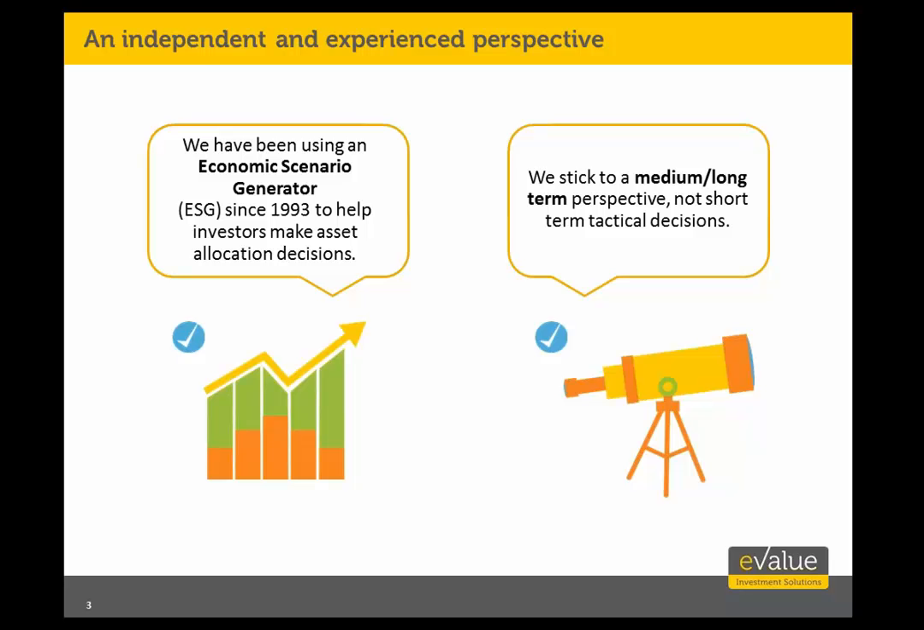In our economic scenario generator, we stick to a medium to long-term perspective. So we're not really looking at short-term tactical asset allocations. That's not really where our focus is. What we're trying to do is to look at the longer term with a view to getting sensible asset allocations and giving sensible forecasts of how the outlook may be in that medium to long term.